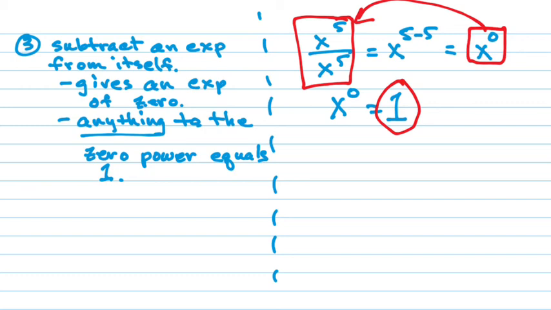2 minus 7, I get an exponent of negative 5. That tells me it shouldn't be in the numerator. I need to do what? Drop it to the denominator, right? Where it becomes positive. 7 minus 7 gives me x to the 0, which turns into a 1. Okay? So those are the 3 things that can happen to you.